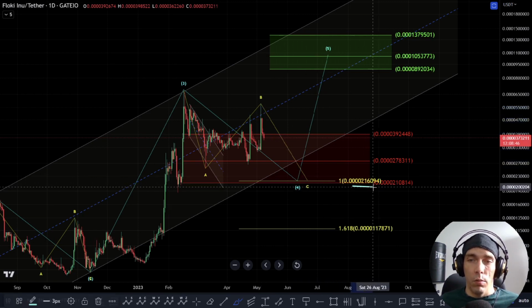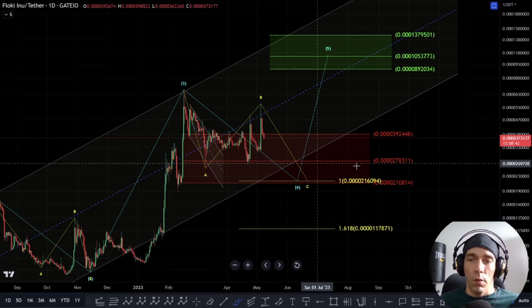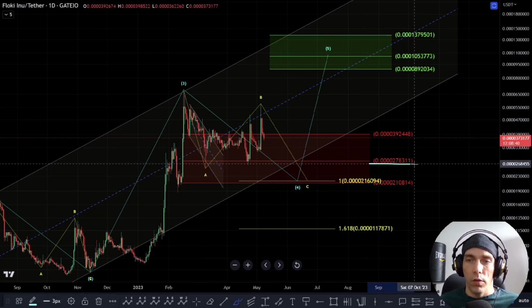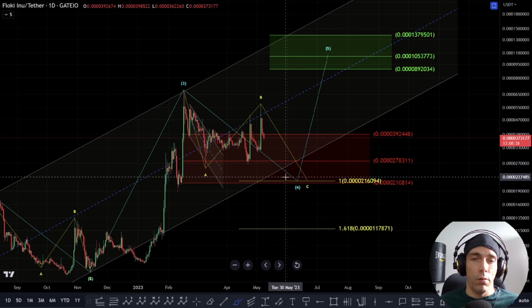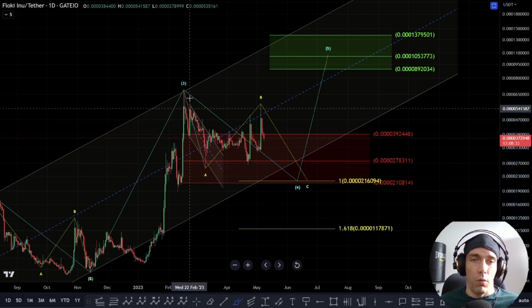The same target area would be this 216094 as a 1-to-1. So we can see here we actually had a reaction off this zone here, this 278311. This is a 0.382 retracement of this move here.